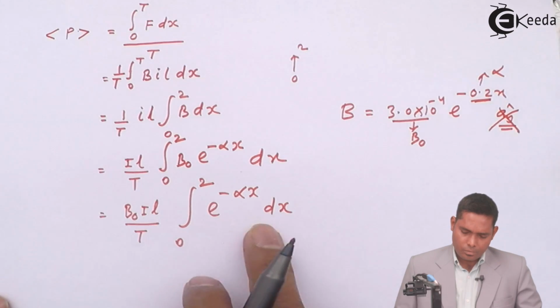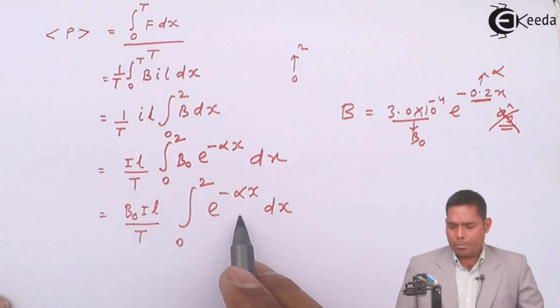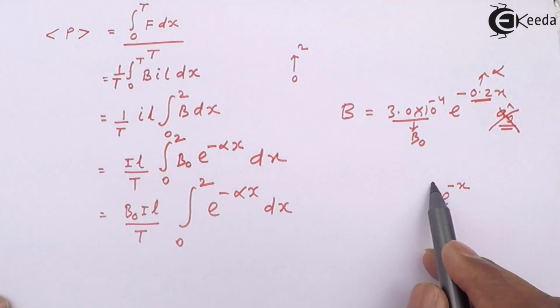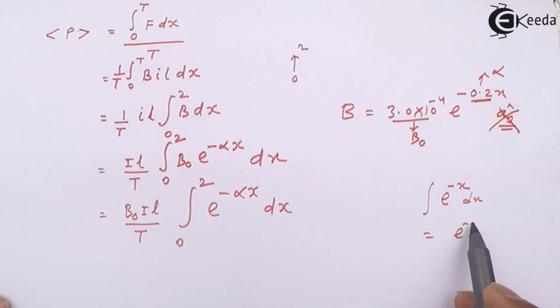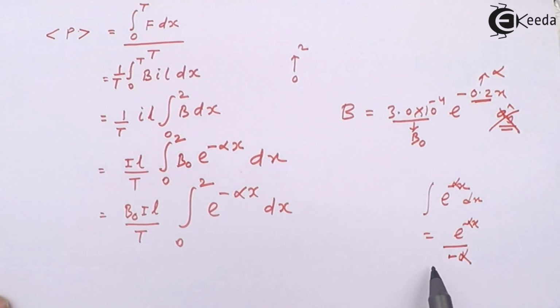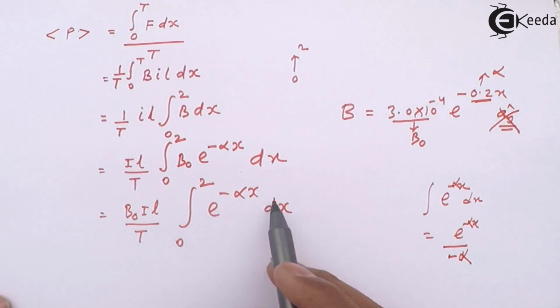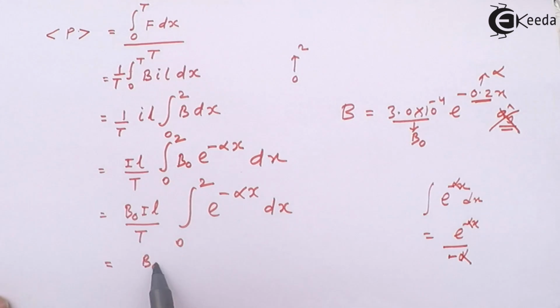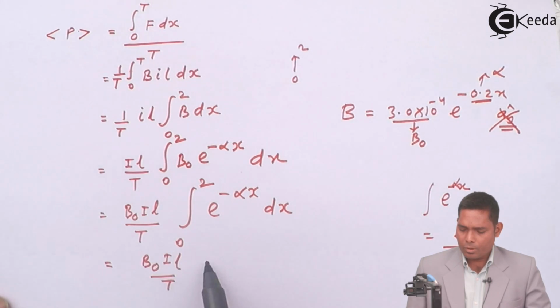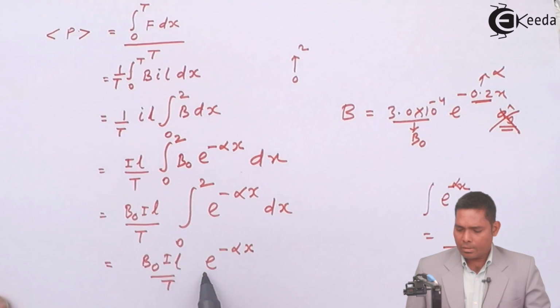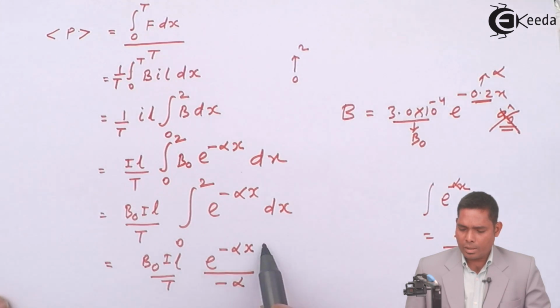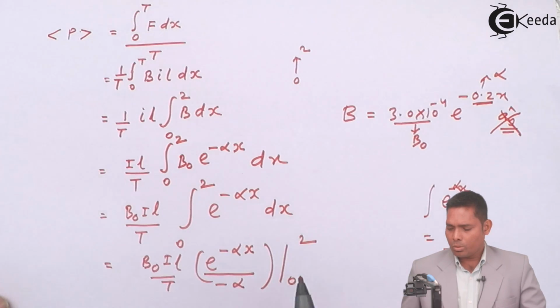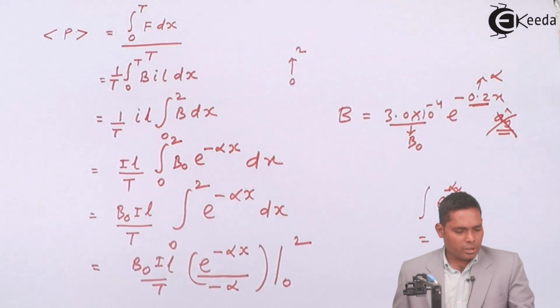Now if I integrate this, you know that the integral of e raised to minus x dx is e raised to minus x divided by the derivative of the exponent, that is minus 1. If it is alpha over here, then it is alpha there and alpha here. This is how you do the integration. So this will become B naught IL divided by t, e raised to minus alpha x divided by minus alpha, varying from 0 to 2. So let us use the next page.